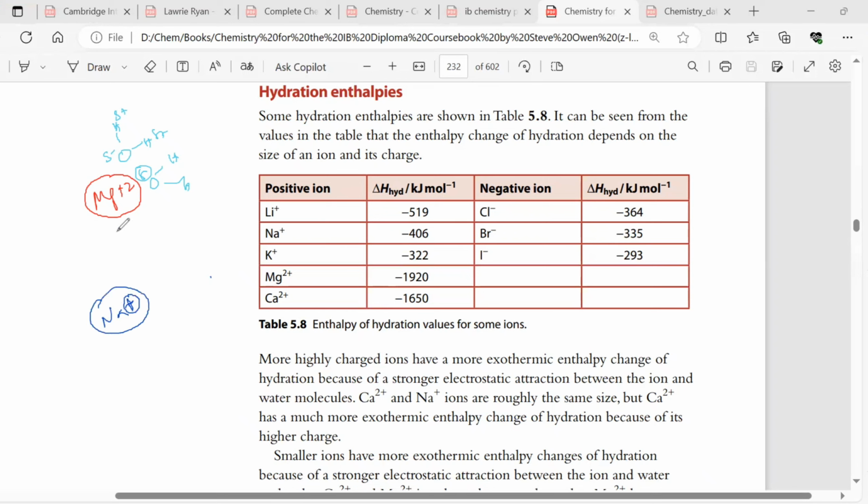Na plus, where Mg2 plus has double the charge, where should the hydration enthalpy be more exothermic? It's bond formation, a formation of intermolecular force of attraction. If the charge is higher, will the enthalpy of hydration be more exothermic or less exothermic?